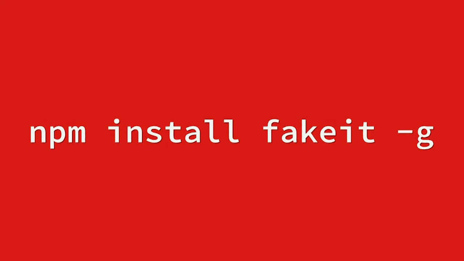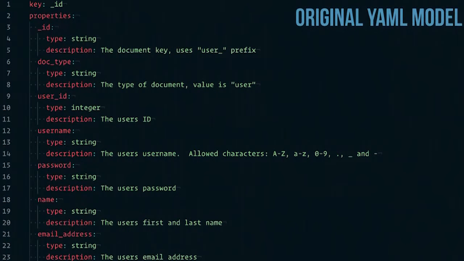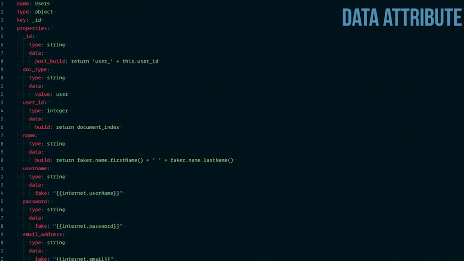To install Fakeit through npm, we would use npm install fakeit -g. We take our original YAML model that we had before, and all we're doing on here is saying how we want to generate our data, right? So I've removed the description, but all we've done is add a data attribute on here and a build function. So this is saying, in this case, return a first name concatenated with a last name, or an internet username, or a password, right? They support template strings.